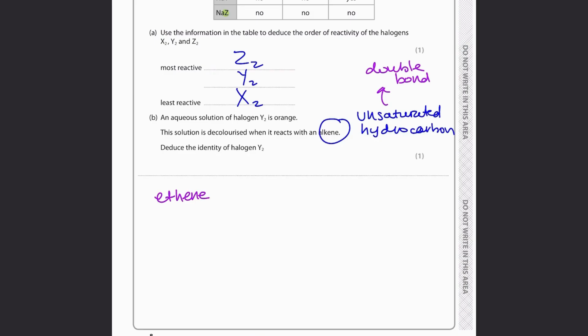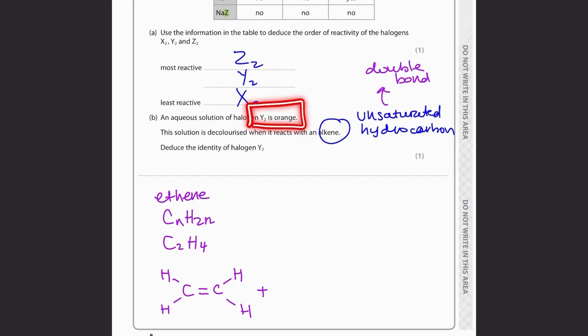If you still remember, the general formula of alkenes is CnH2n. So ethene, eth means 2 carbons, so this will be C2H4, right? So I'm going to draw C2H4 with a double bond in the middle because it's an alkene, and you've got the 4 hydrogens around it. Then I'm going to add this orange Y2, and join them up like that.